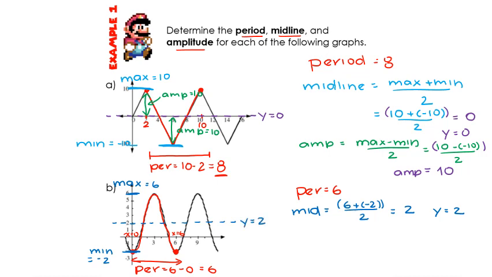For the amplitude, I'm going to take the max minus the min, so 6 minus -2, and then divide that by 2. So 6 minus -2 is 8. 8 divided by 2 gives me 4. So that means that the distance from the maximum to the midline is an amplitude of 4. But from the midline down to the minimum is also an amplitude of 4.